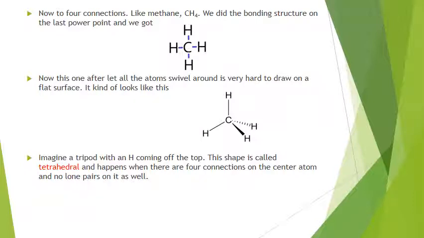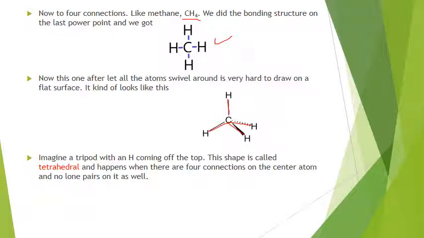Okay, now let's go to four connections. Methane, we did that before on a previous PowerPoint. It has this bonding structure. Again, we're going to allow the hydrogens to swivel around. And what happens in this case is it doesn't form this cross shape. In fact, it forms a shape that's really hard to draw in 3 dimensions. It kind of forms like a tripod, like this, with an H attached to the tripod.